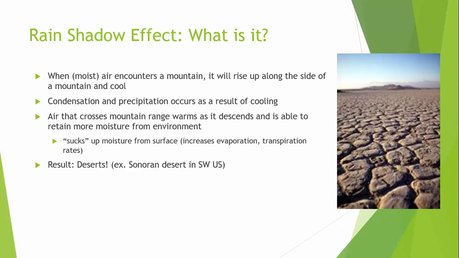So the air crosses the mountain range, it drops the water as it crosses, and then as that air descends to lower elevations, it warms up and is able to retain more moisture again. And so it's essentially going to take moisture up from the soils and from the plants in that area. That causes an increase in evaporation and transpiration rates in the area, which results in deserts.